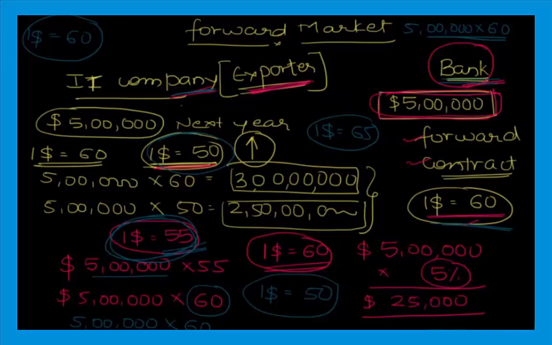Why is it called a forward contract? Because you are deciding the price of the asset, the dollar, today, $1 equal to 60 rupees, at which you are going to do the transaction in the future, forward. Irrespective of whatever price the market quotes, the transaction will happen at the price predetermined today, for the time that you've signed the contract for. A similar case can be understood for an importer.